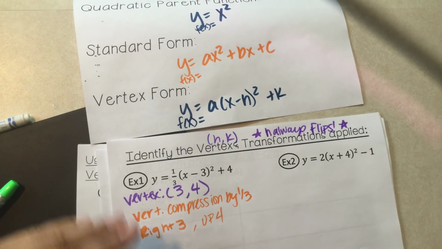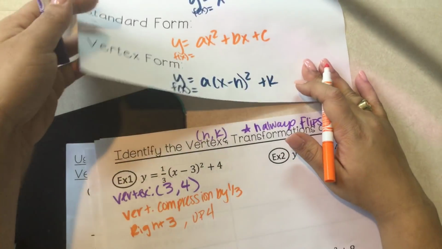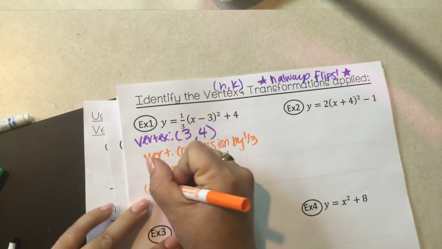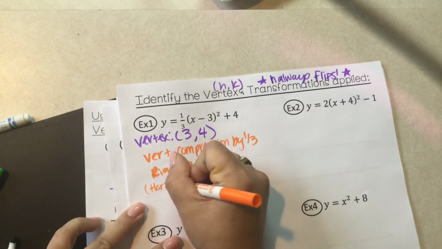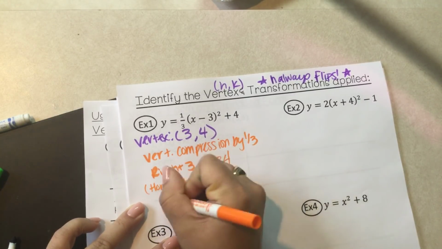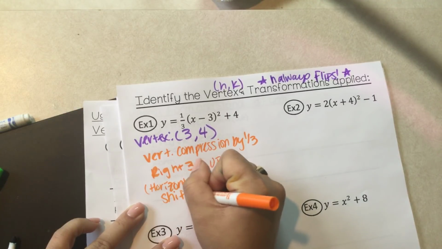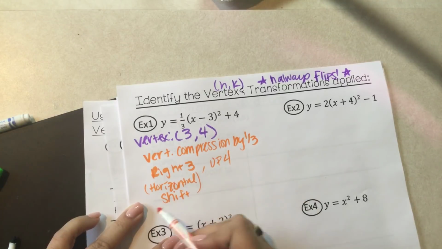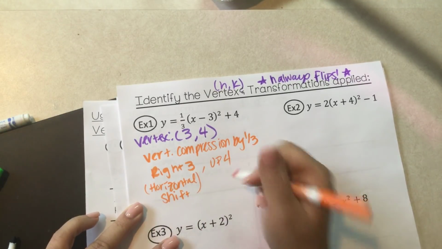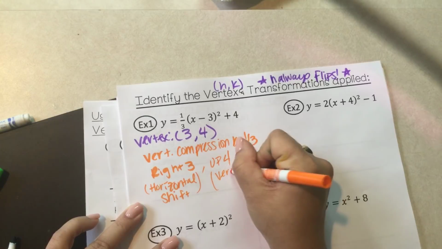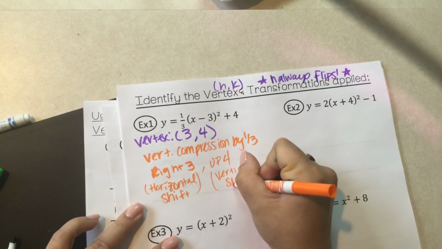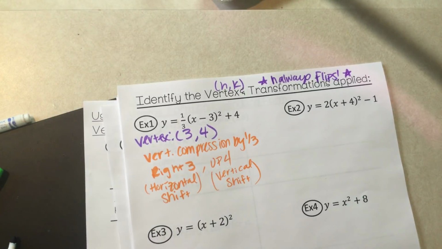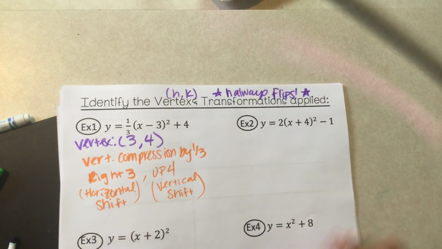If you want to look at what the actual terminology is, another way that you would see it is horizontal shift. And you would say horizontal shift to the right 3. And for this one, it would be a vertical shift up 4. And so let's go ahead and do this next one.